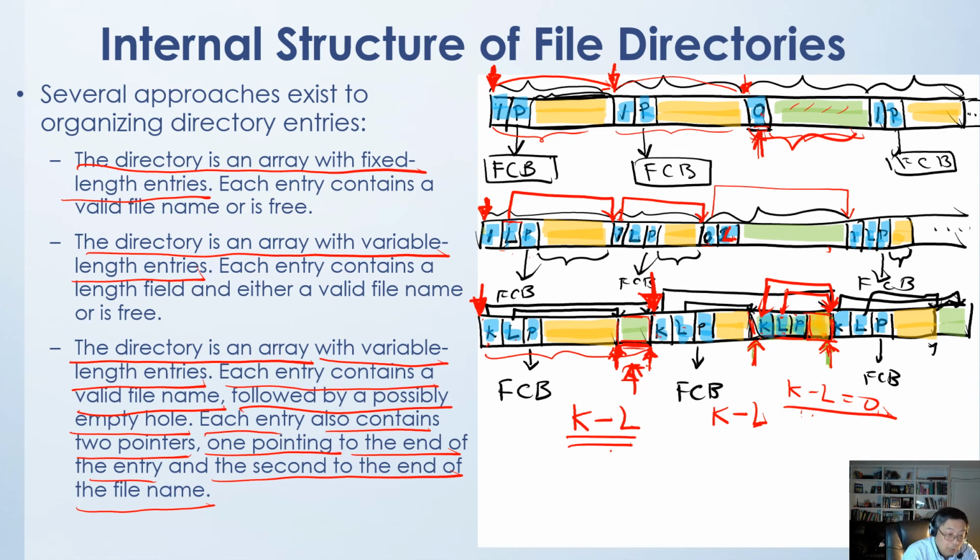So you can search the whole directory. Instead of checking the bit, whether it's 0 or 1, you basically do the math. For each entry, subtract K by L. If K minus L is a bigger number, that means there's a big hole in that area. So these are basically the 3 different approaches to organize the directory entry.